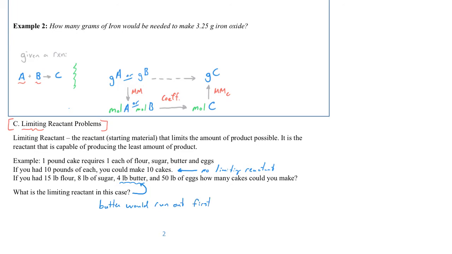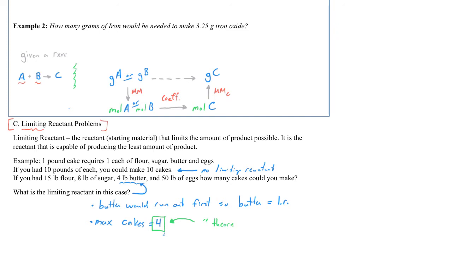And if you think about it, the maximum number of cakes we can make is going to be based on that limiting reactant. We call this the maximum theoretical yield, or the theoretical yield for short. And in this example, it's pretty easy to see what the maximum yield is because it's based on that 4 pounds of butter. We see that the maximum number of cakes we can make is 4, and that's what we're going to call our theoretical yield.